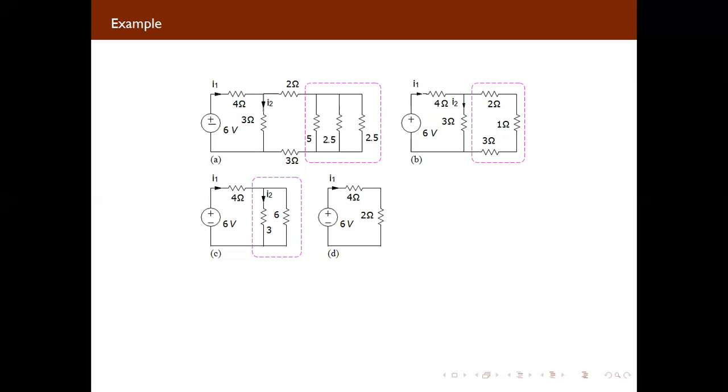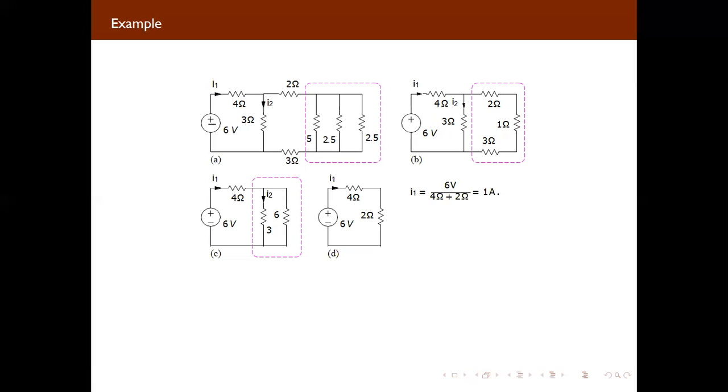So again you can calculate 1 by 3 plus 1 by 6 equal to 1 by R equivalent, that you will get 1 by 2. So R equivalent will be 2 ohm. So you can write here 6 volt, 4 ohm as it is and you will get here 2 ohm. So here you will get a much smaller circuit.